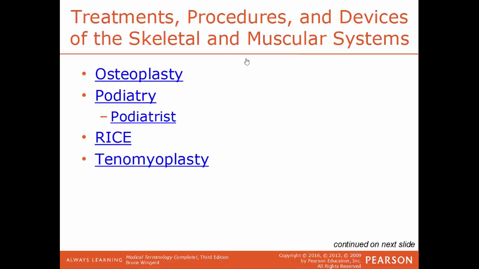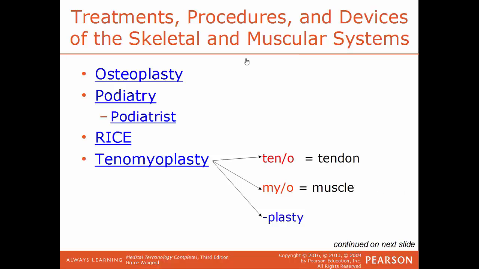So if you're injured, of course, rest is always good. Icing the injury, compressing the injury, like with an ACE bandage, for example, then elevating that injury above the level of the heart. And the last term on here, tendinomyoplasty, the surgical repair of a tendon and muscle. So it's not just myoplasty, it's tendinomyoplasty, it's tendon and muscle being repaired. So if you break that down, tendo means tendon, myo means muscle, plasty is surgical repair.